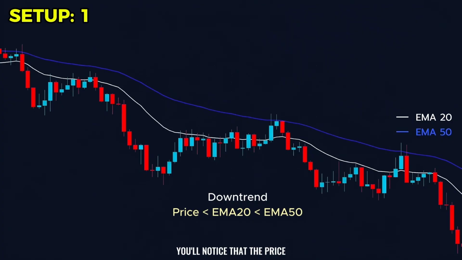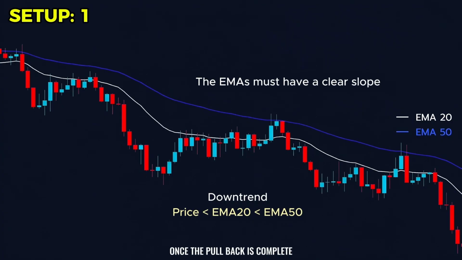You'll notice that the price pulls back directly into the EMA channel. Once the pullback is complete, we wait for the price to bounce. When the price breaks back above the EMA channel, we can look for an opportunity to enter a buy trade.